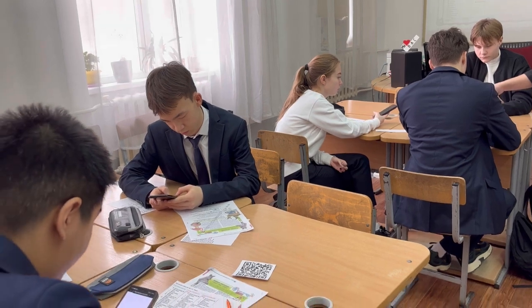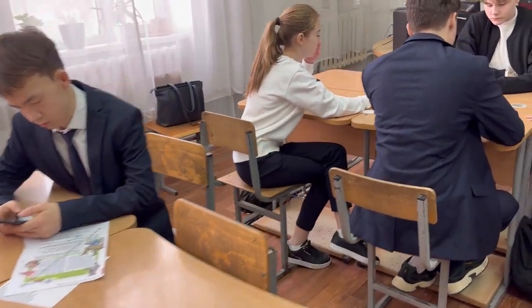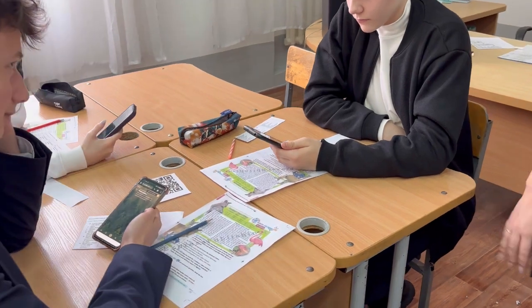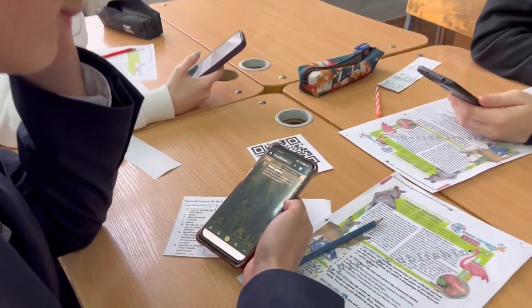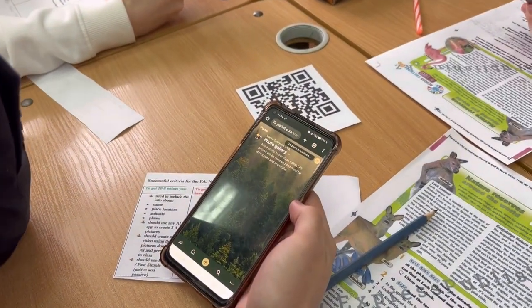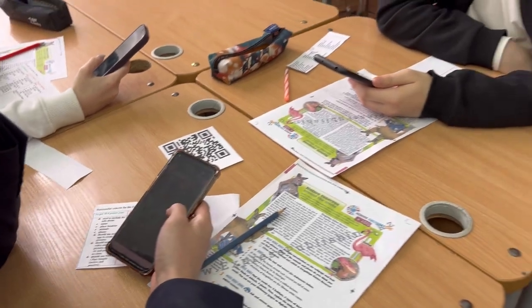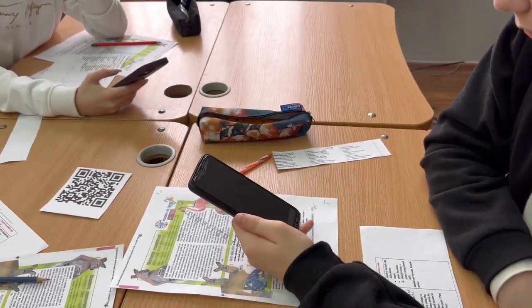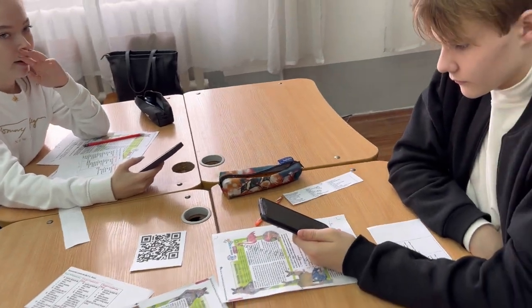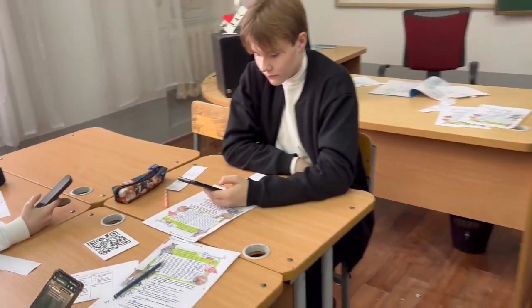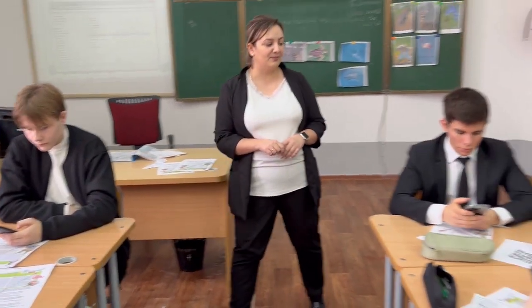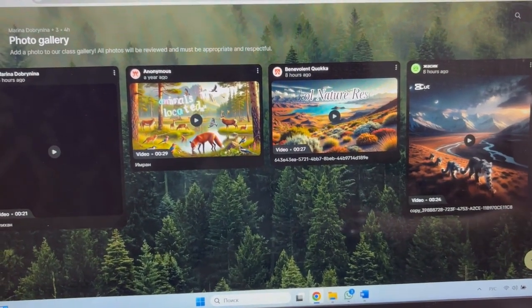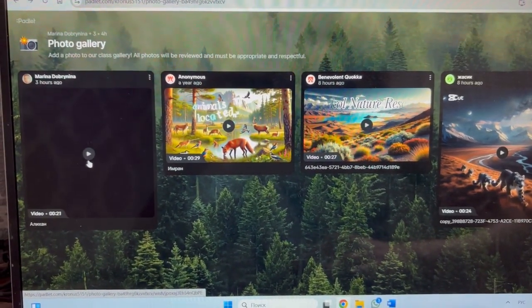Can you come and show? Oh, it's here. So the wall is already opened. Now please create the video using your pictures and send this video to that wall. Is the task clear? Thank you very much. So you have created your videos. Now let's have a look at them.